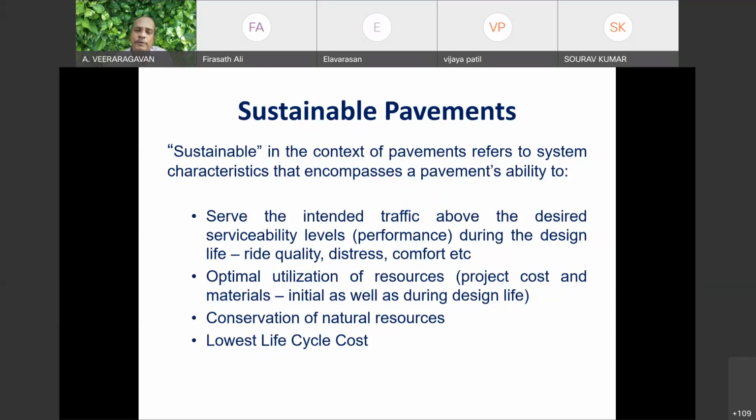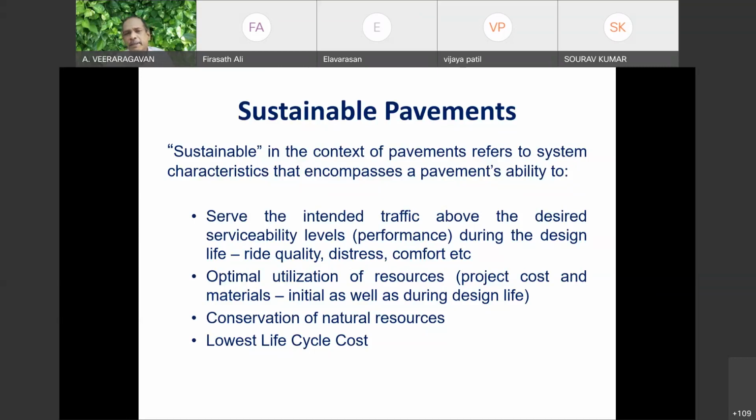What is the solution? Can I make use of this locally available soil by improving its properties? Yes, that is the solution. I am not transporting material over longer distances. I am improving the locally available material through different techniques. We'll see what those techniques are. That is what will reduce the aggregate consumption and ensure optimal utilization of the resources. Thereby, we are conserving the natural resources.